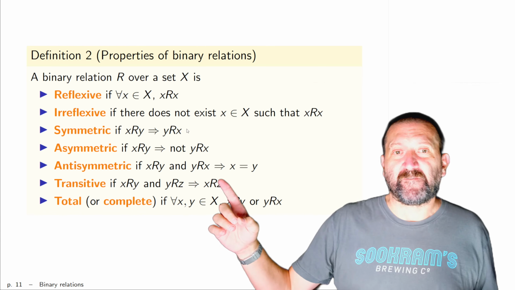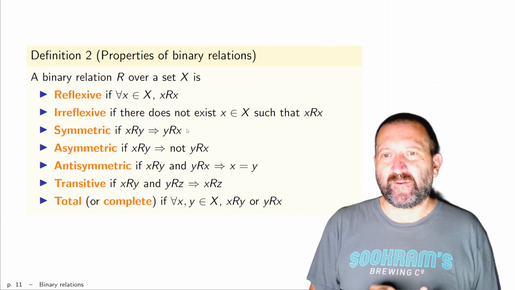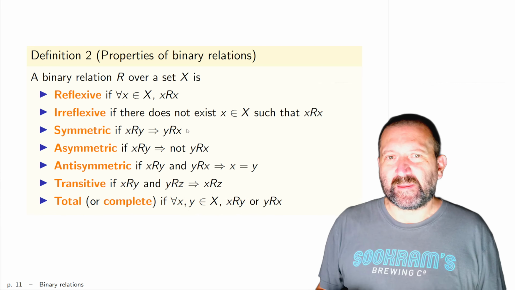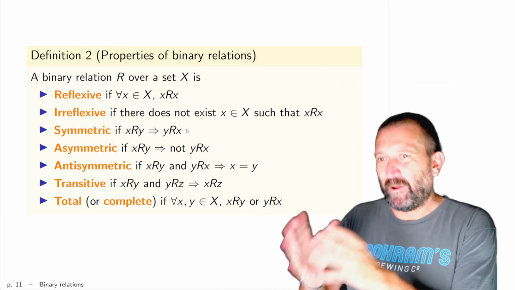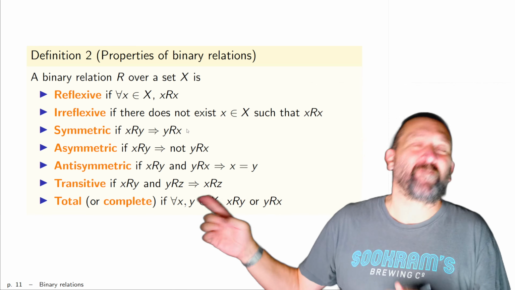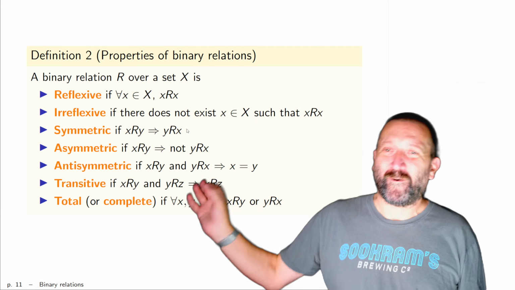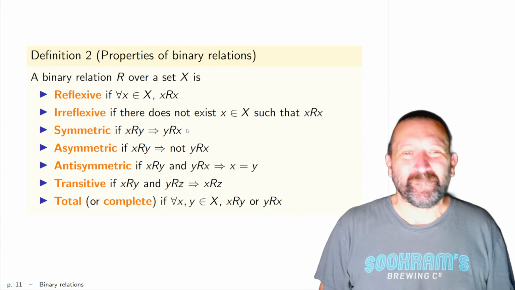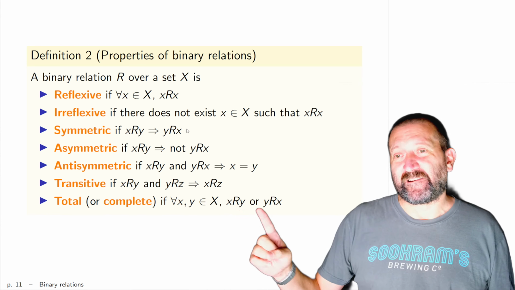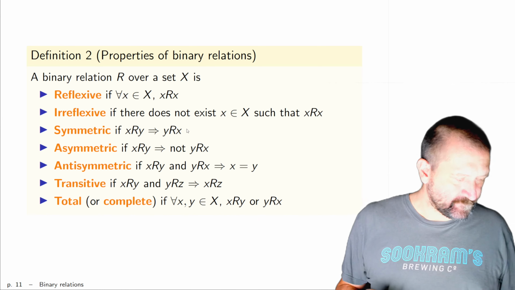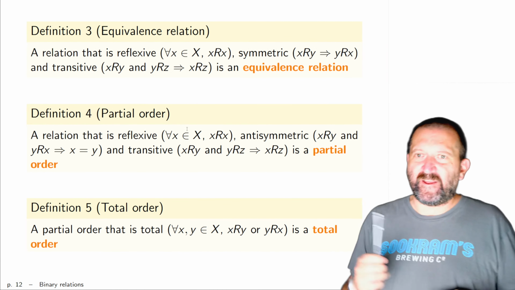It's antisymmetric if the fact that x and y are in relation with each other both ways means that the two elements are equal. It's transitive if x being in relation with y, and y being in relation with a third one z, means that x is in relation with z. And finally, the relation is total or complete if there has to be a relation between any elements in the set. Okay?